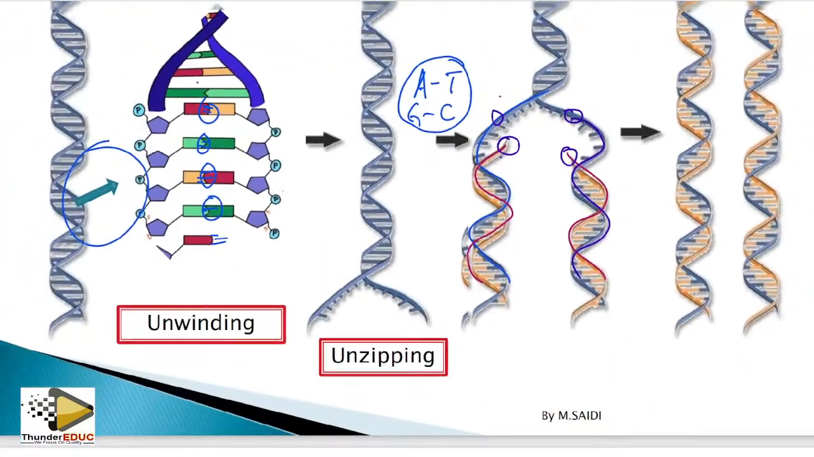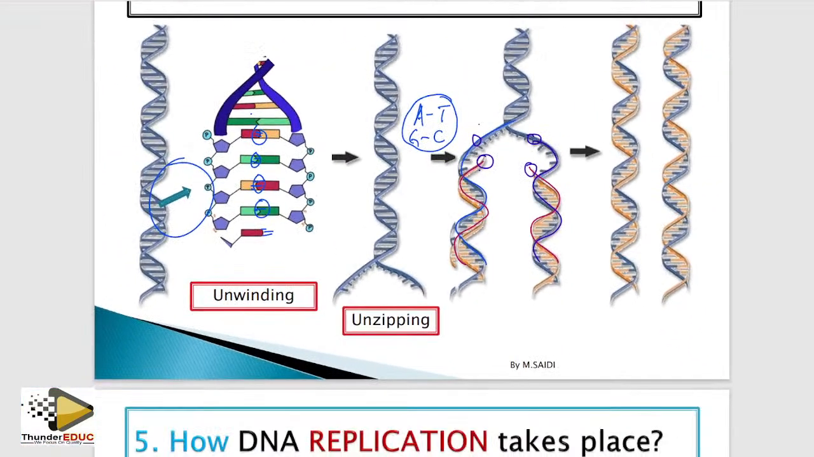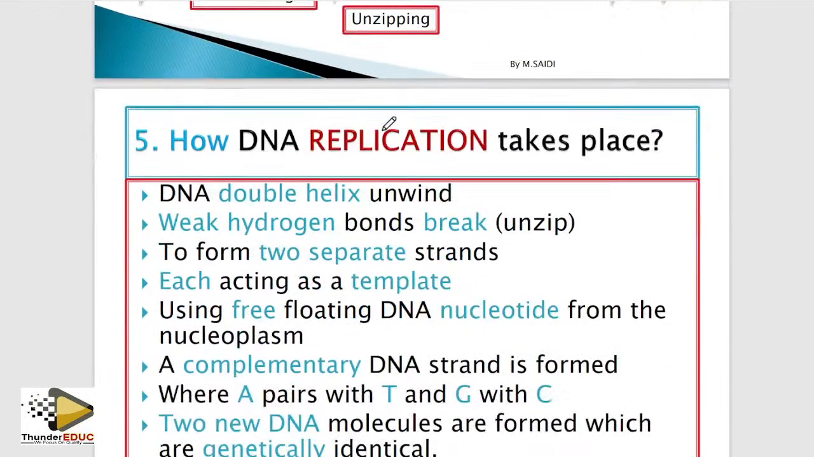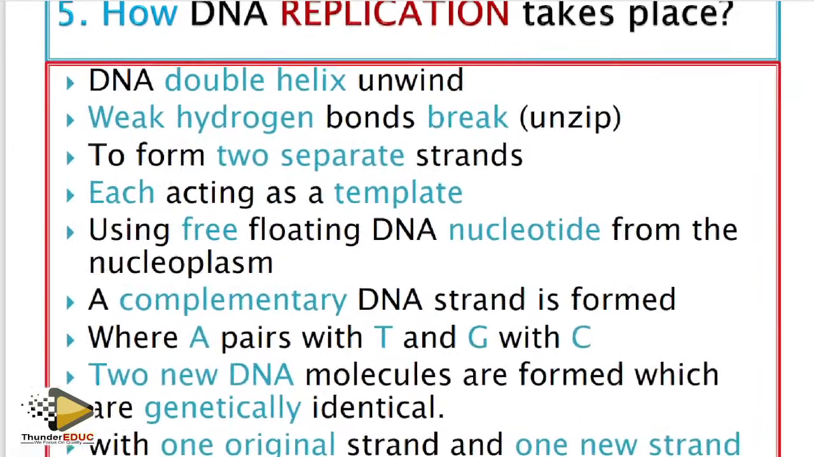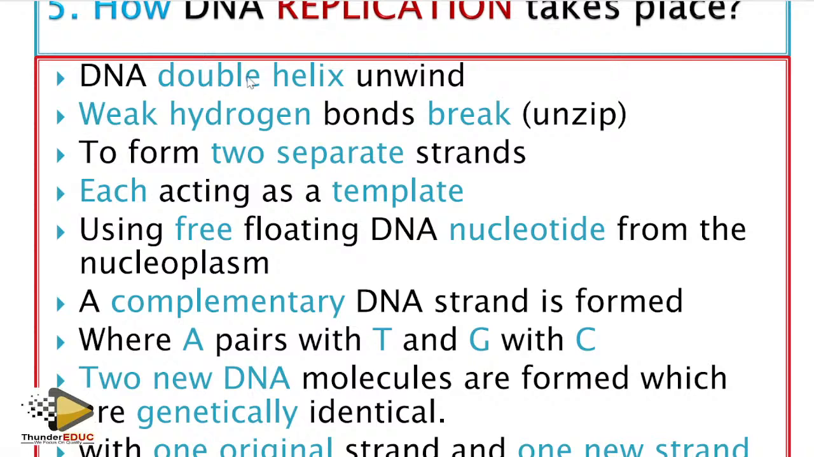So now what do we write in exam? Basically, we say DNA double helix unwinds. The word is DNA double helix. Don't say DNA helix, we'll give you a zero. DNA double helix, we give you a mark. Unwind, we give you a mark. Weak hydrogen bonds break.